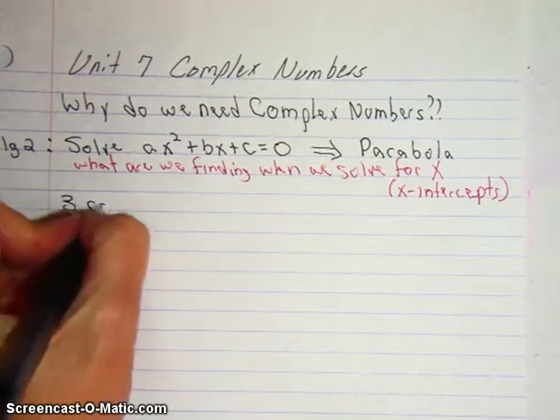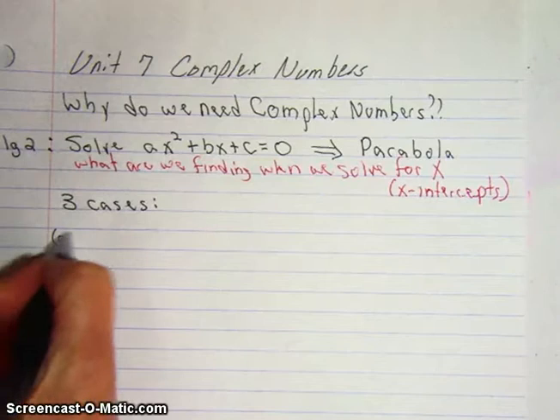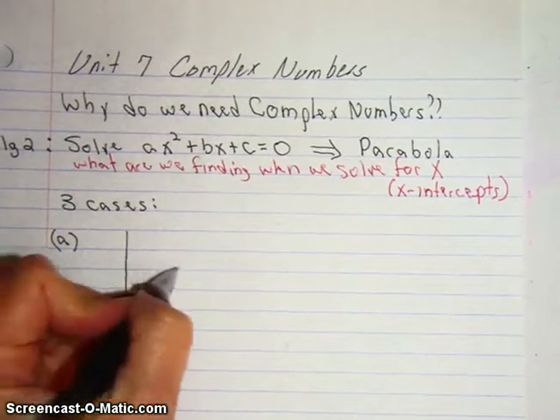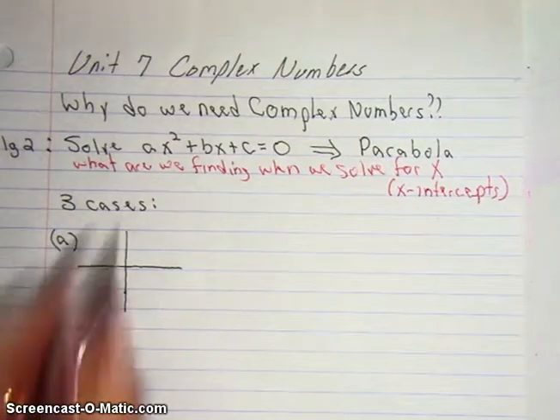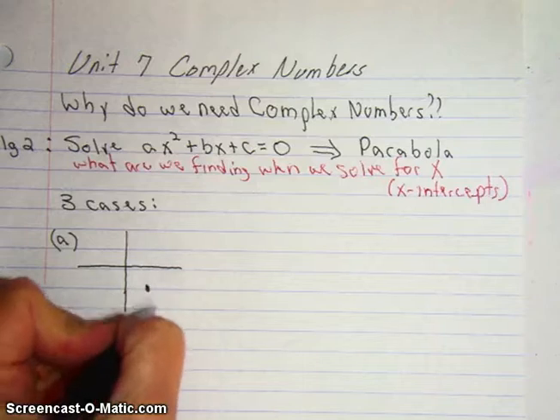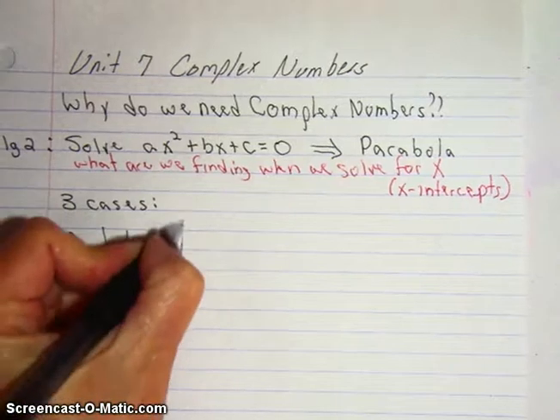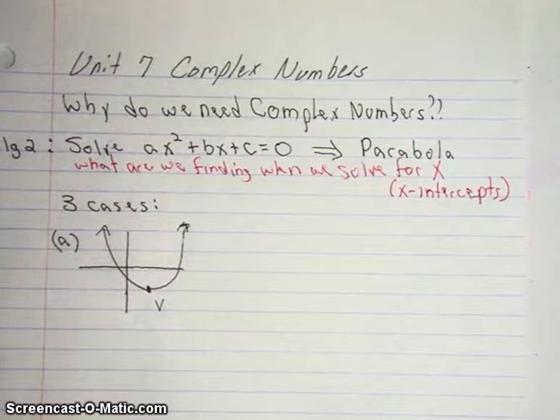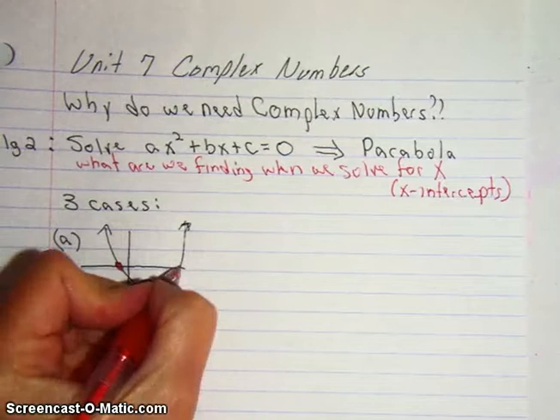There are 3 cases for the graph of a parabola for finding x-intercepts, okay? Letter A. Draw yourself a little coordinate plane. And let's say that the vertex of the parabola was here, and let's say it opened like so. Okay? Gang, how many x-intercepts do you see? 2. They're right here and right here.